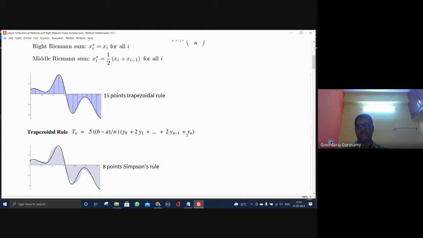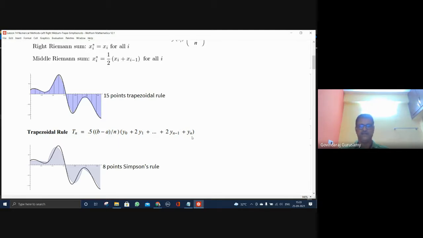y0 and yn are the initial and the end point, and the points in between y0 and yn are multiplied by 2, each one of them up to y(n minus 1). Then this (b minus a) divided by n, divided by 2, is 0.5. That is what your common factor is. So this follows a certain calculus approach and has been derived, and this expression is given by the trapezoidal rule.